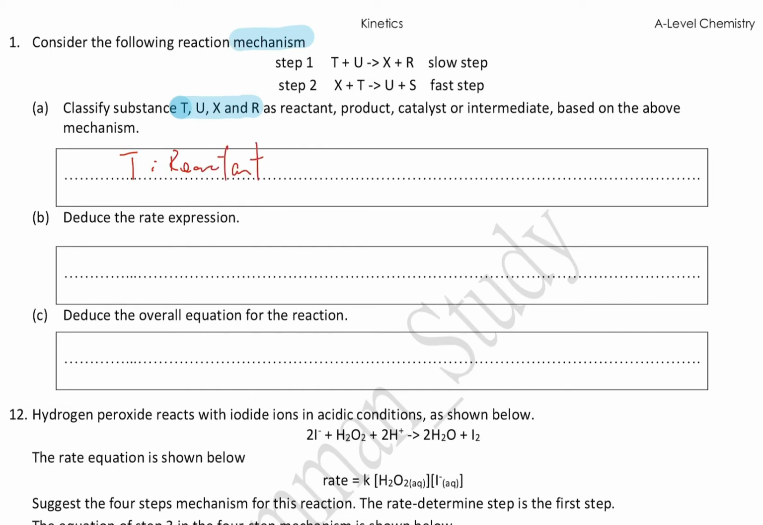And then product and intermediate are kind of similar, because both of them form in step 1 or maybe in step 2. But the difference is that only the intermediate will be used in the second step. Therefore, you form X and also R and also S, but only X is used in step 2. So X will be the intermediate, and R will be the product. Then the only one left will be U.